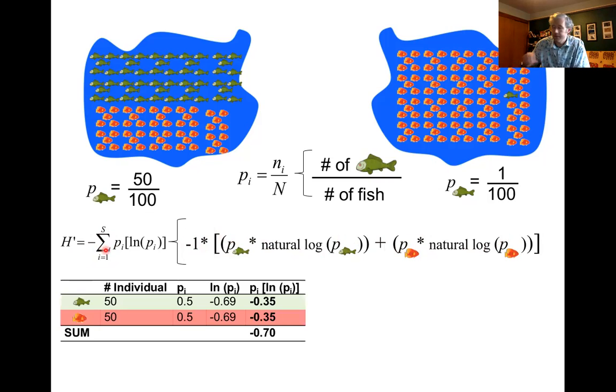So what does that look like? Well, the easiest way to do these is actually to build yourself a little table and fill in each bit. So we look at the number of individuals. In this case, we have 50 green fish and 50 red fish. Therefore, our relative abundance, pi, which remember is 50 divided by 100 for the green fish and also the same for the red fish. Pi is 0.5 for both species.